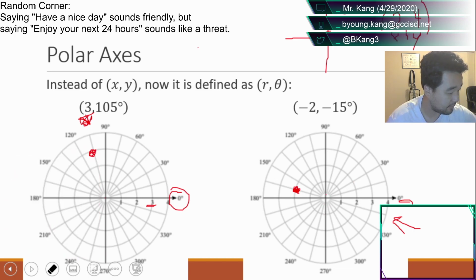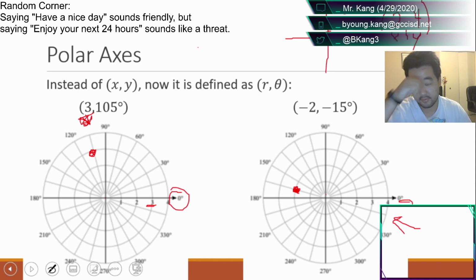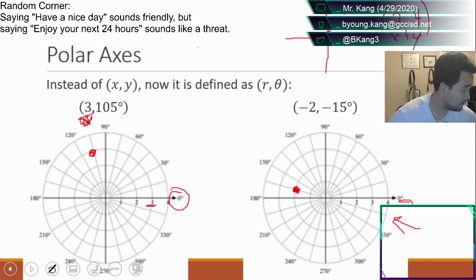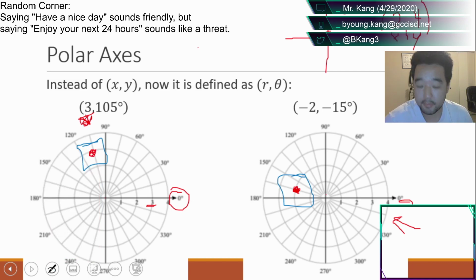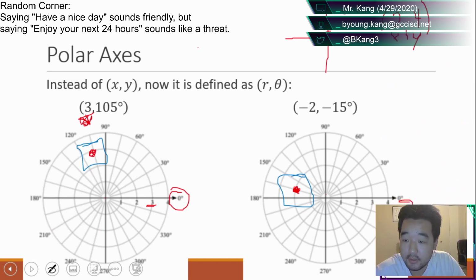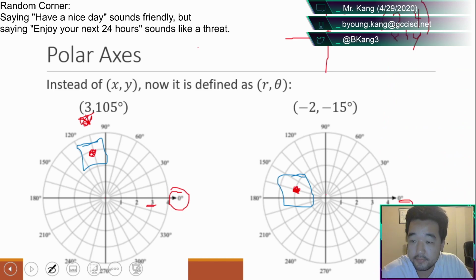I guess I'll erase that mess. Okay. So that's how you deal with a -r. That's how you deal with a negative theta. Do I need to make it clear what the answer is? There's your answers. All right, let me put my face back. Whee! All right.